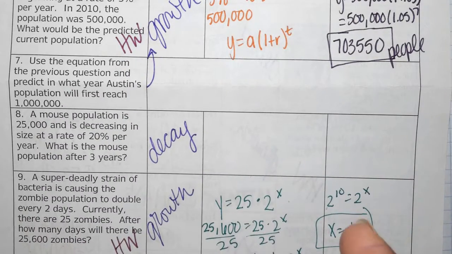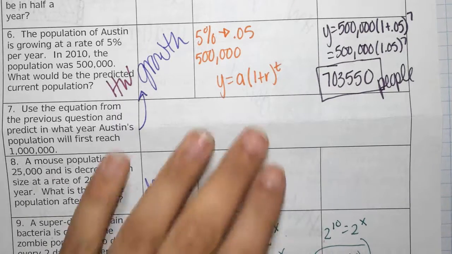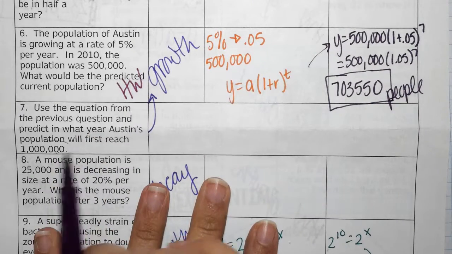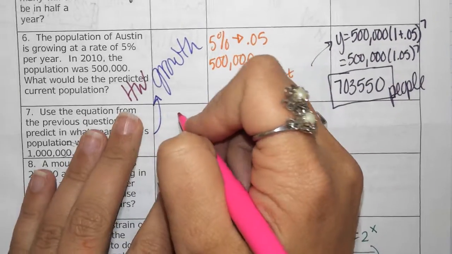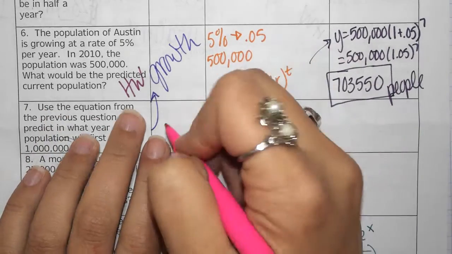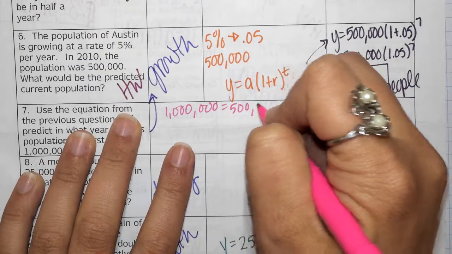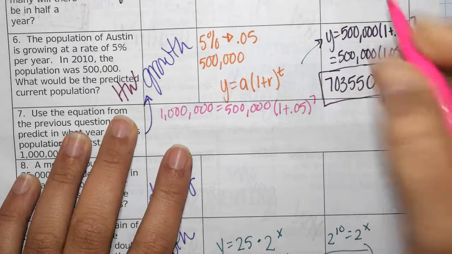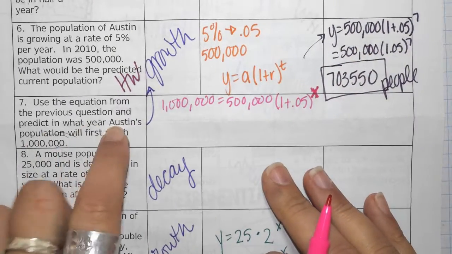All right, number 7. This is a great problem. Now, it's this exact same formula right here, but what are we trying to get to? 1 million. Yes. But it's okay because we're going to do it together. So you should have 1 million equal to 500,000 times 1 plus 0.05 to the x power, or the t power. Because we're trying to figure out how many years, right?